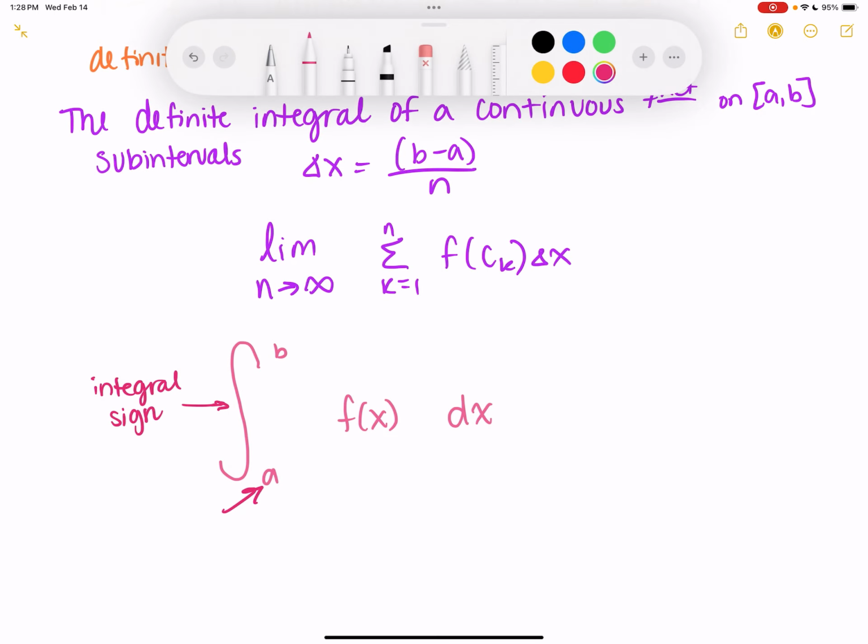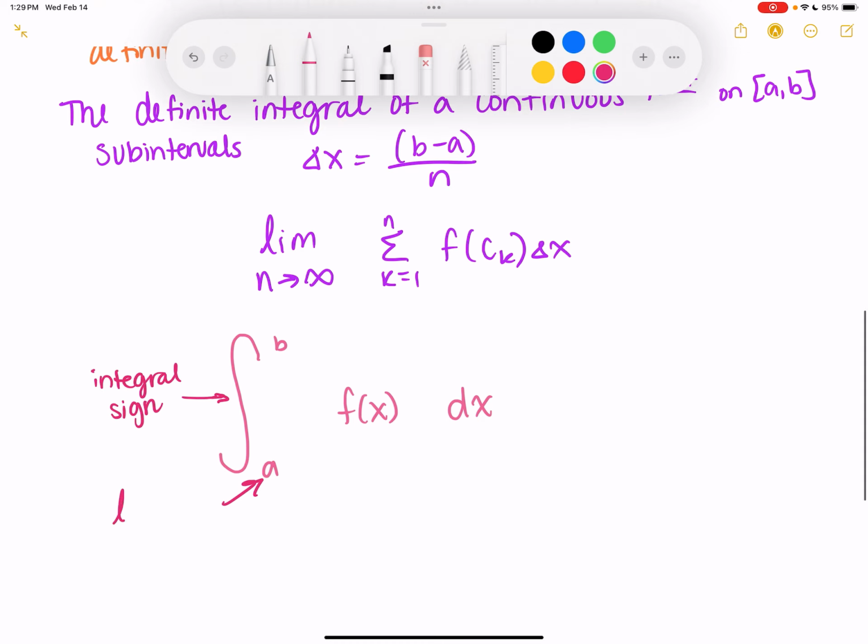Brightness, maybe. All right, the a here at the bottom is the lower limit of integration.